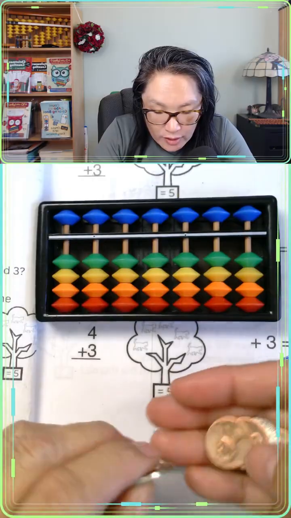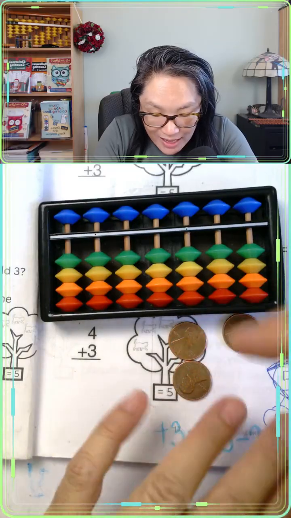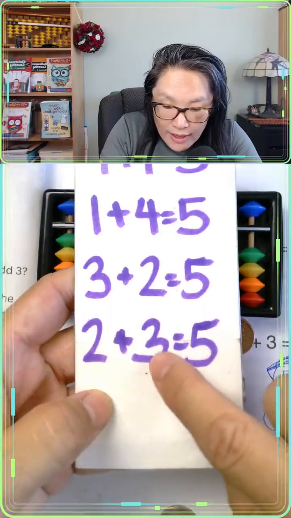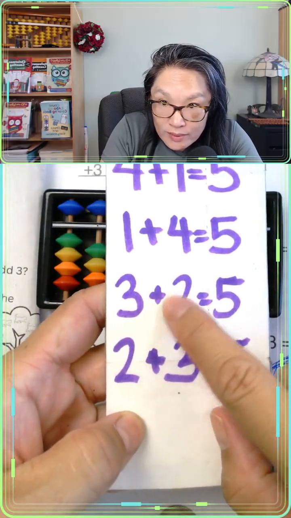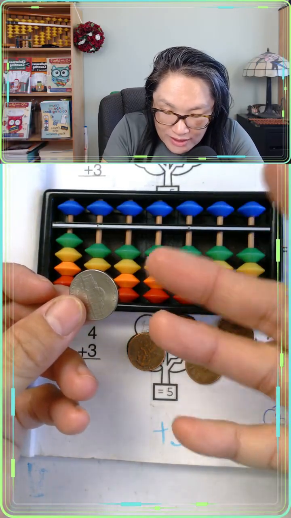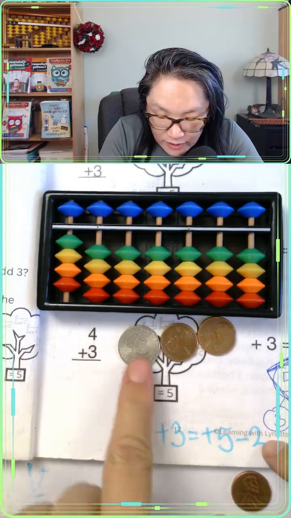So we have 4 on the abacus, 1, 2, 3, 4. Guess what? I don't have enough beads to add the 3. If I don't have enough beads to add the 3, what do I do? I have to somehow do something with the 2. If I give you 5, we know that's too much. We need to take away 2. So my final answer is 7.